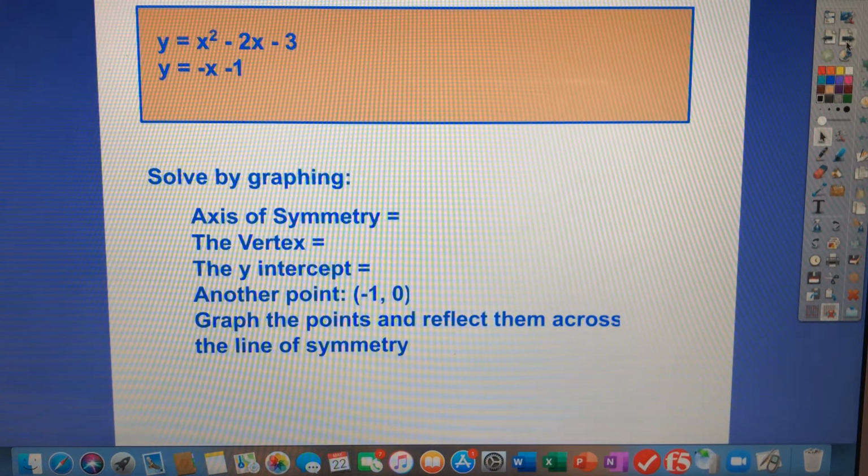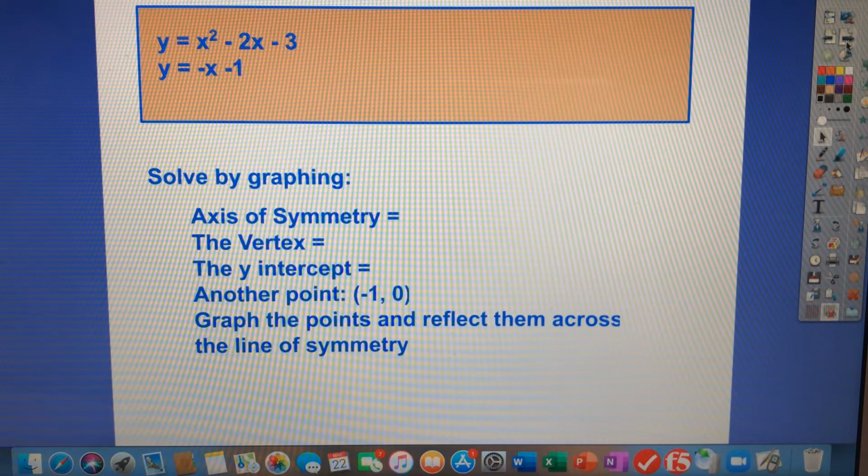Let's look at this. y equals x squared minus 2x minus 3. You know that's a quadratic, you see the squared. y equals negative x minus 1. How do I solve it? There are options. I can solve by graphing.